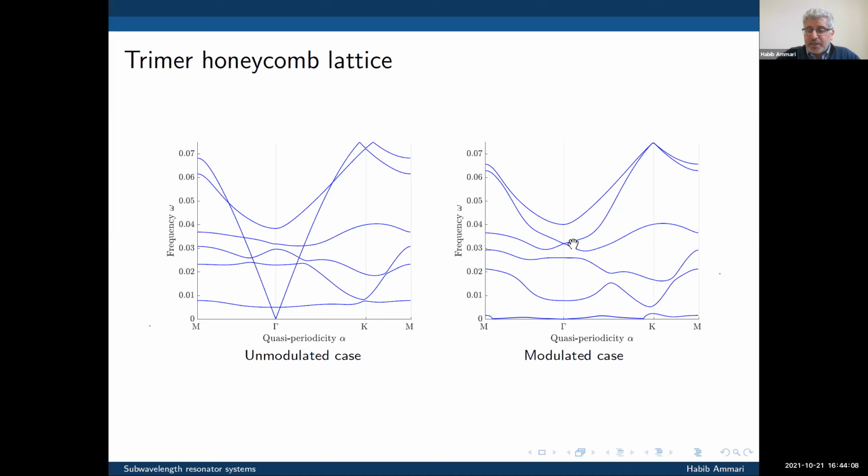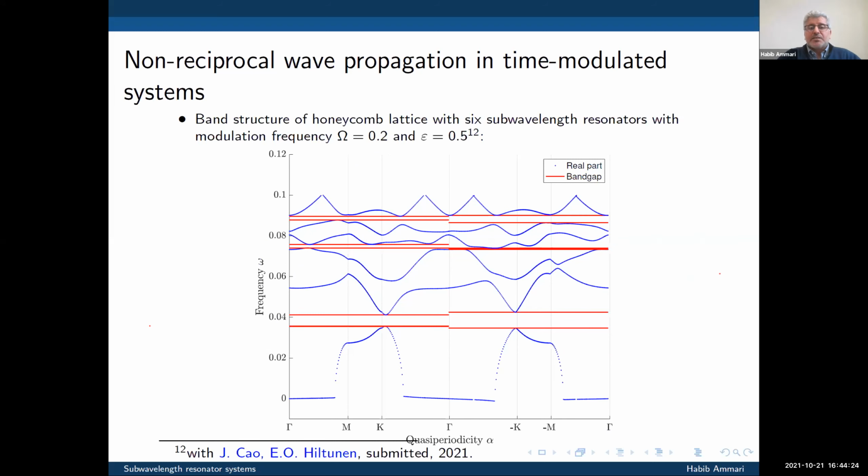So here we can achieve a high transmission, couple an incident wave with this modulated structure, and have no phase shift over long distance in those materials. Very good. Something which is recent. This is with Eric Hiltunen and my new outstanding PhD student Jinhao Kao.